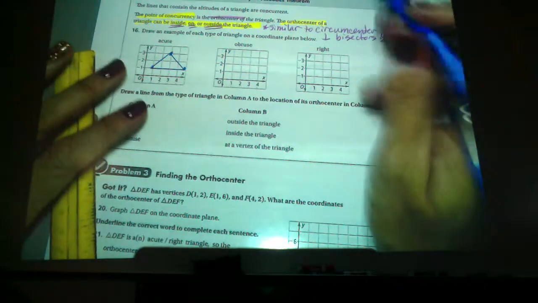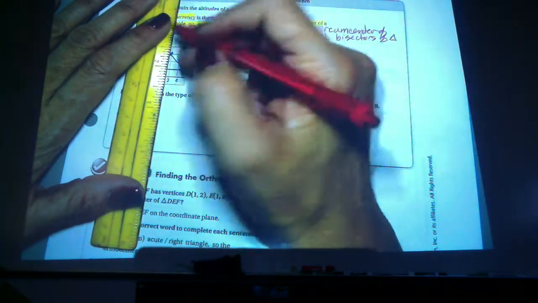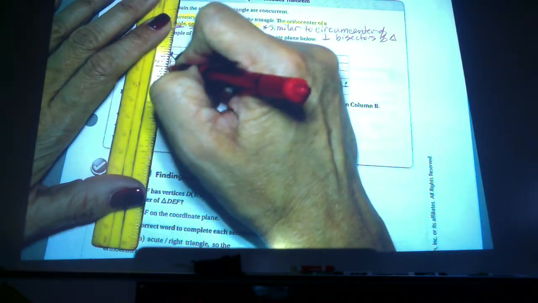So an altitude must be perpendicular. So I'm going to draw from each vertex a perpendicular line, dashed. So there's the altitude from that one. Altitude is also known as the height of a triangle.